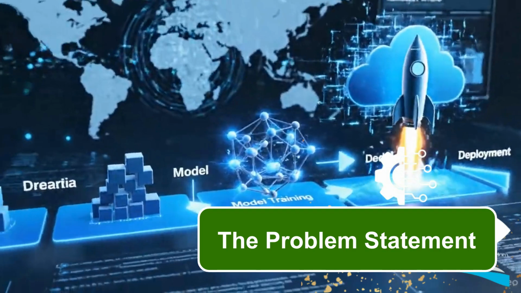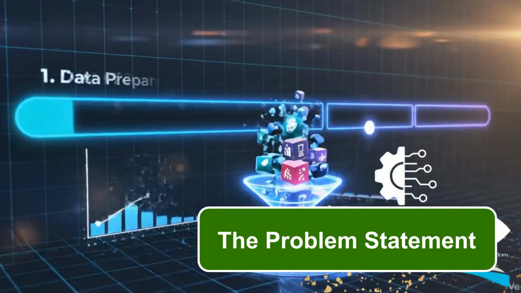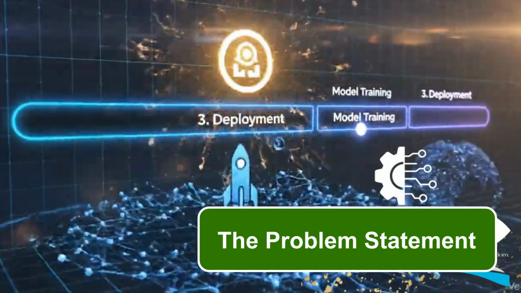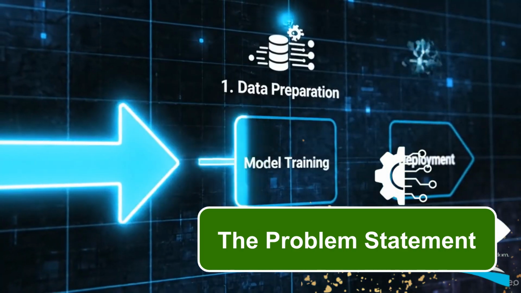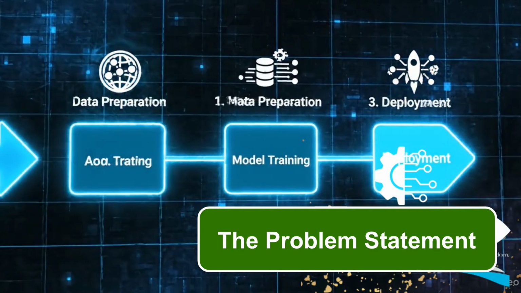Until recently, building AI agents required deep programming expertise, model fine-tuning, and complex orchestration between APIs. This made AI development costly, time-consuming, and accessible only to large tech teams. But today, that barrier is rapidly disappearing thanks to no-code and low-code AI development.